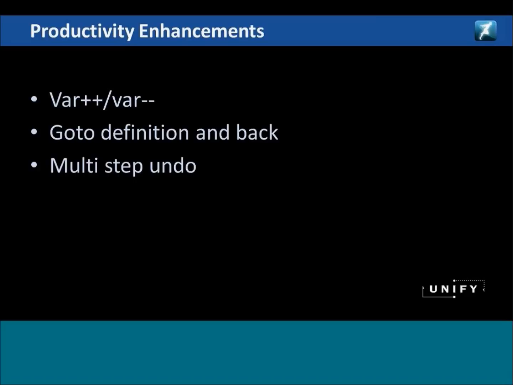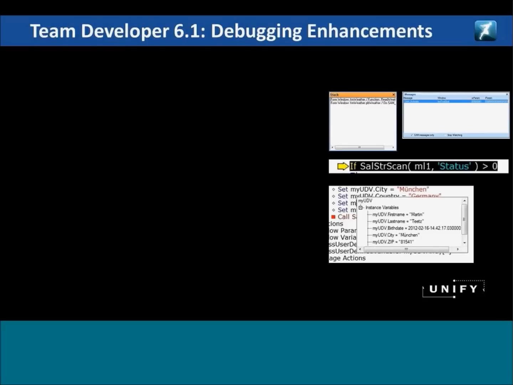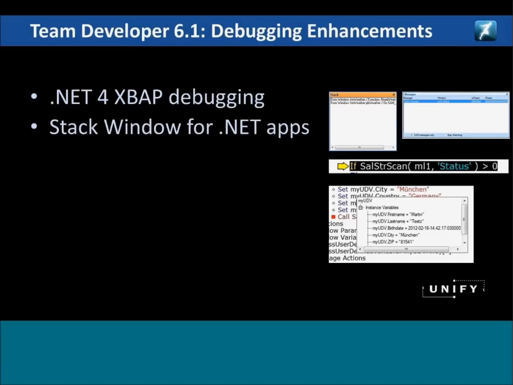Productivity enhancements: you get the var++, var-- coding macros, which allow you to set code much quicker. The set variable equals variable plus 1 thing. Go to definition and back, and multi-step undo. There's a number of debugging enhancements as well. You already see the screenshots on the right there. One important thing is .NET 4 XBAP debugging. That hit us with 6.0, where we couldn't debug XBAP web applications, but that is now possible.